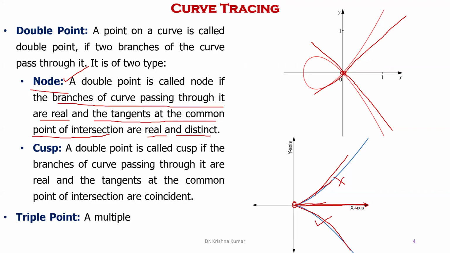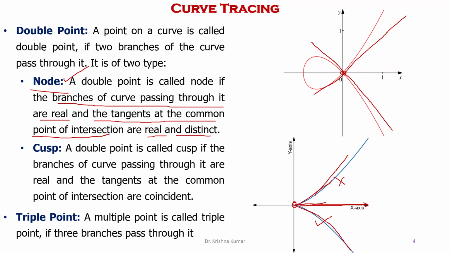Similarly, we have triple point. What is a triple point? A multiple point is called triple point if three branches pass through the given point. That is called triple point. So we can also write down fourth point, fifth point. So now this may be, that's why this is called multiple point.